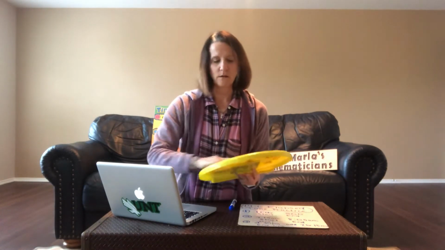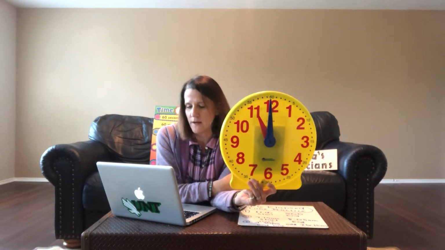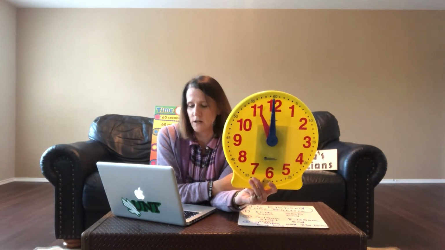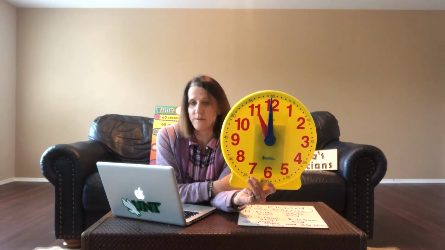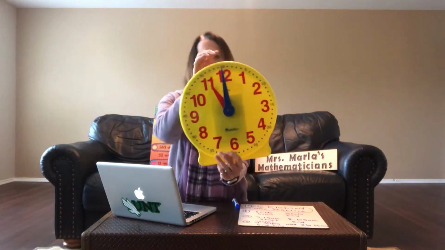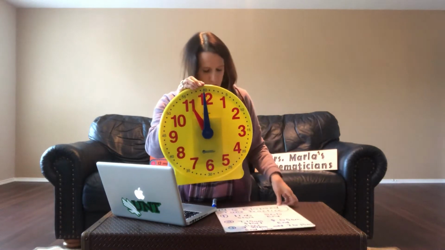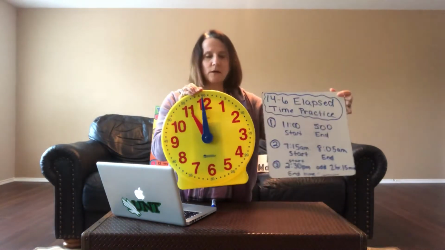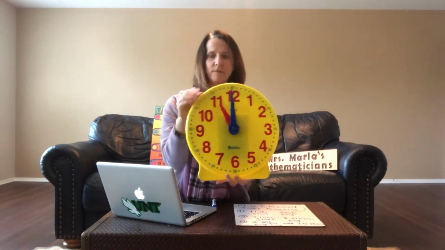All right, so let's look at problem number 1 on the guided practice. So on the guided practice, let me get my clock ready. Okay, here we go, 11 o'clock. So for number 1, it says draw arrows on the second clock to count the hours from 11 a.m. to 5 p.m. What is the elapsed time? So got the clock set at 11 a.m. And so I've got it on my dry erase board. It's 11 a.m. and then the stop time is 5 p.m.